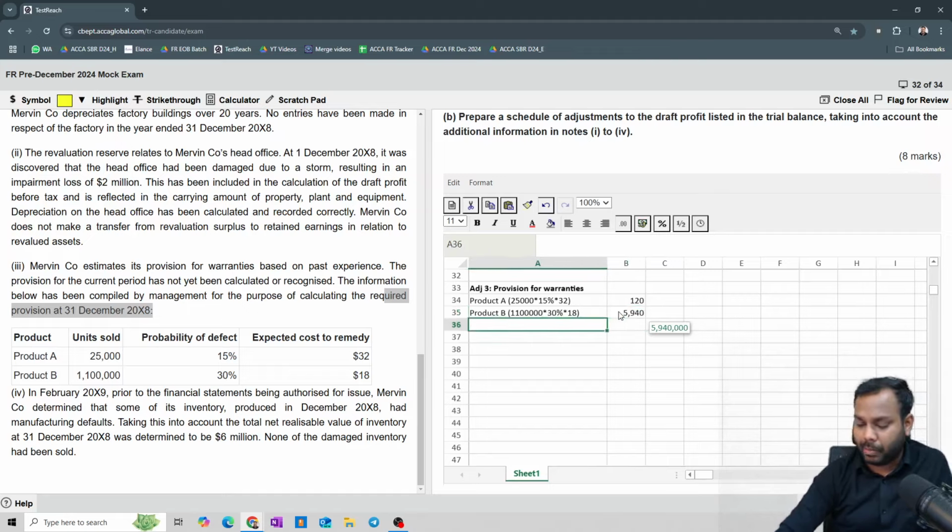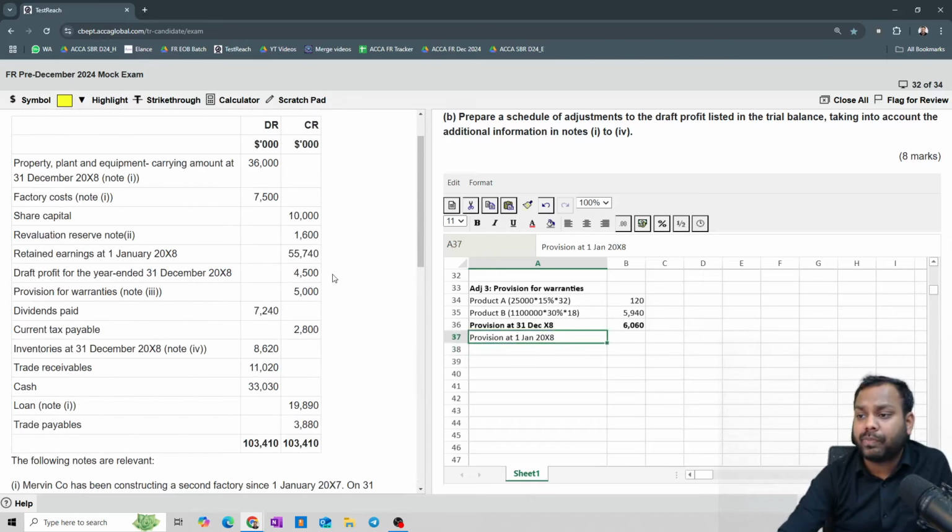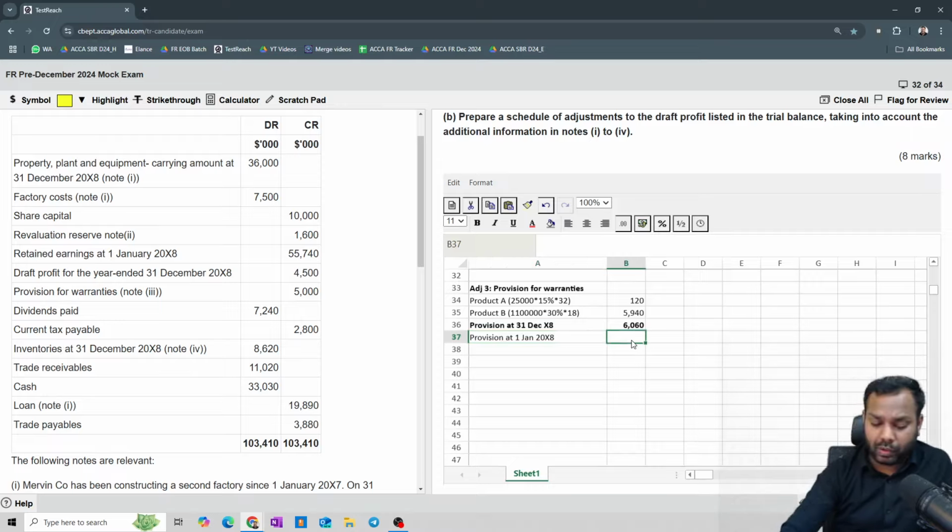Now, what is the provision at 31 December 20x8? It is equal to this plus this, which is 6060. So this is the closing provision. Now what is the provision at 1 January 20x8? The opening provision, just see in the trial balance, what is the opening provision of warranty? 5,000. So it is 5,000.